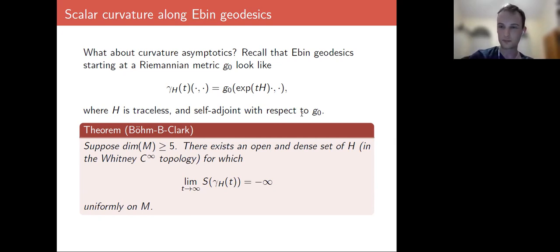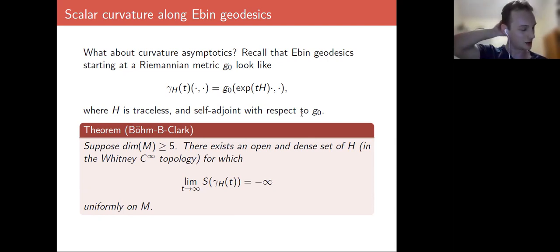Now, something to note is that because of the Bohm-Wang-Ziller theory of homogeneous scalar curvature, we know that we can't expect this to hold for all choices of H. The best that you can get in the homogeneous case is open and dense, and this appears to be the best we can do without any symmetries at all. So that's quite nice. In particular, since scalar curvature is going to minus infinity uniformly, that means clearly that the Einstein-Hilbert functional is going to go to minus infinity uniformly if you go along in these directions as well.